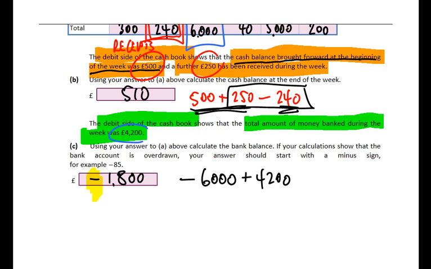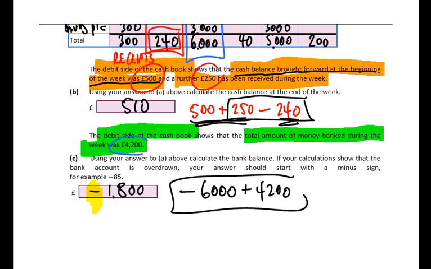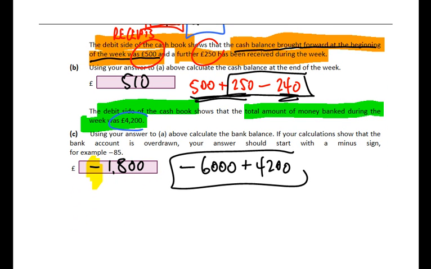But you can see a similar approach to what we did with the cash account. You're just combining what we saw on the credit side of the cash account, that total of 6,000, with what they've now just told us about the debit side of the account, the 4,200 we'd received.